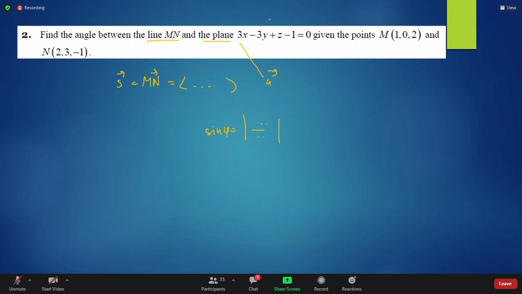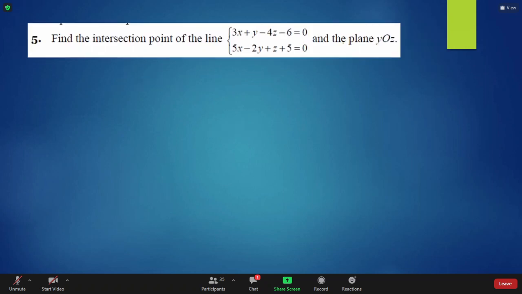Intersection point of the line and plane YZ. In the plane YZ, the x value is 0 throughout this plane. So if you put x is 0 into the system, you get a system of two equations, two variables y and z.